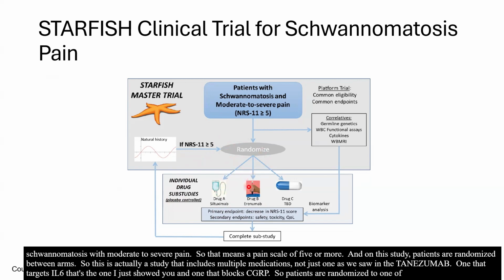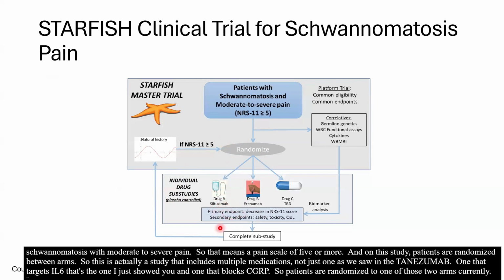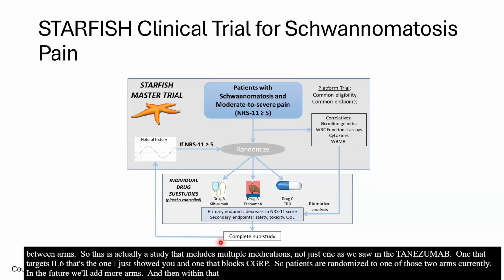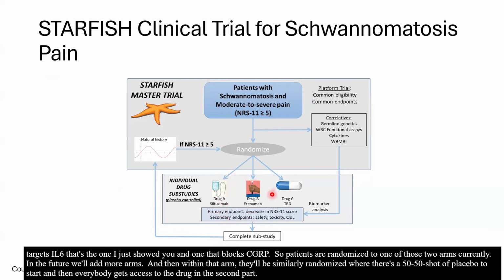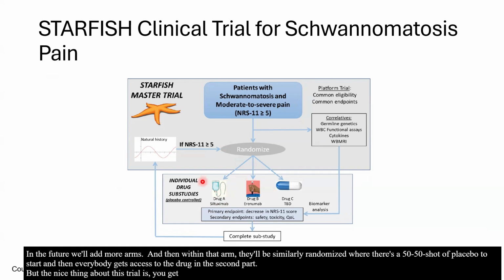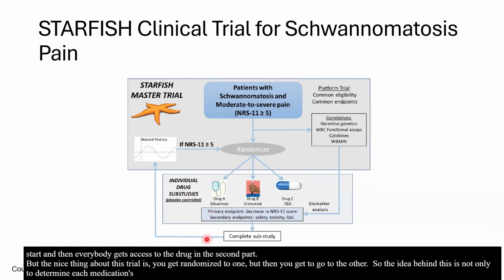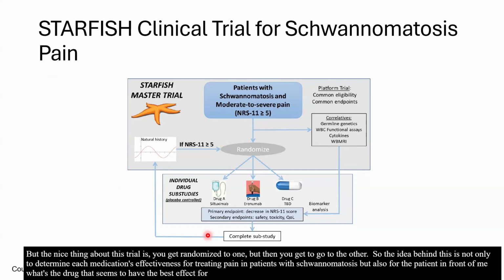In the future, we'll add more arms. And then within that arm, they'll be similarly randomized, just like we saw in tanezumab, where there's a 50-50 shot of placebo to start, and then everybody gets access to the drug in the second part. But the nice thing about this trial is you get randomized to one, but then you get to go to the other. And then when there are future arms, you get to go to those. So the idea behind this is not only to determine each medication's effectiveness for treating pain in patients with schwannomatosis, but also for the patient in front of me, what's the drug that seems to have the best effect for them? We're only using medications that are FDA approved currently.